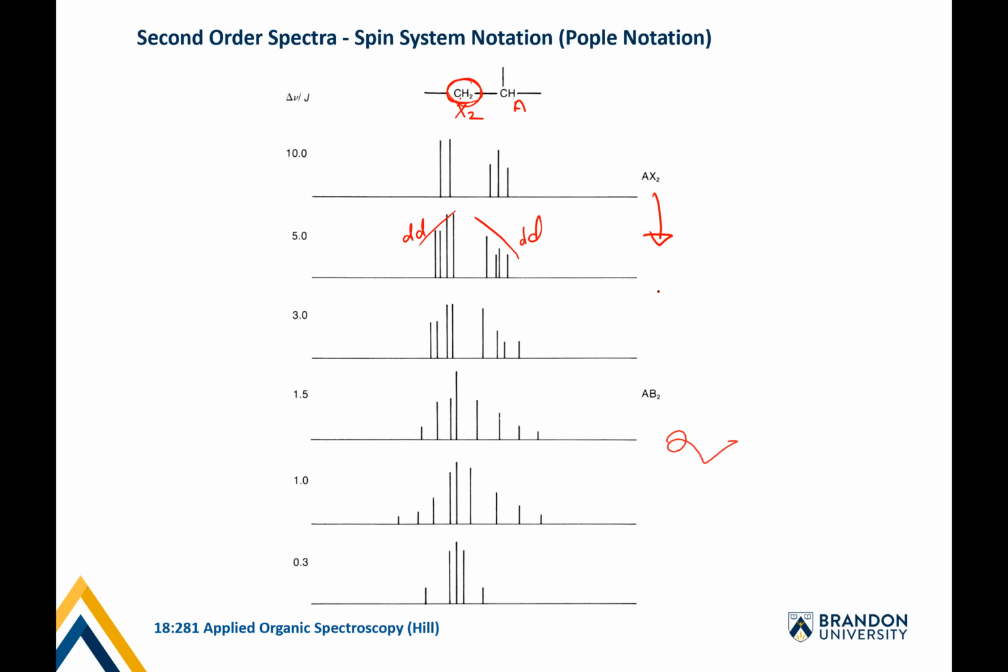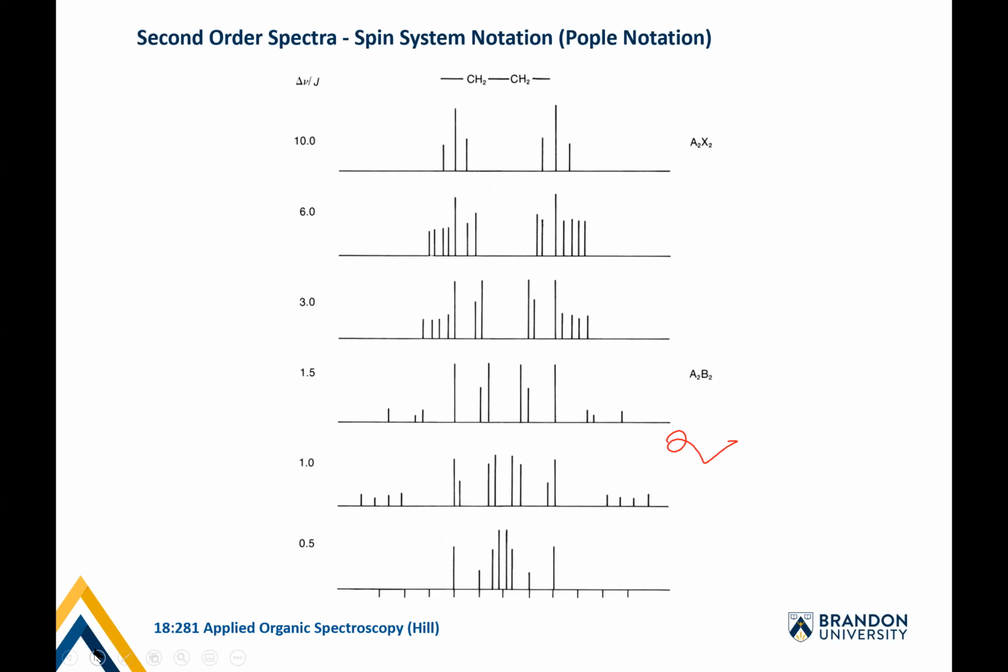And as the chemical shifts get closer, so it's an AB2 system, then you're left with this undecipherable mess, right? And then it may get really close and you end up with a system like this. So second order spectra have some really interesting looks. And here's another example.